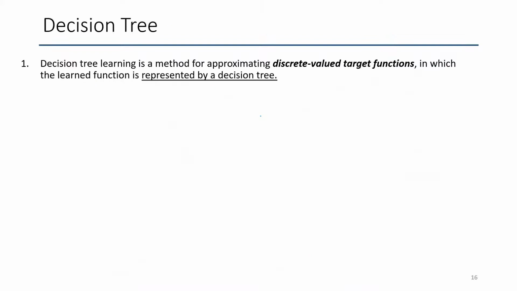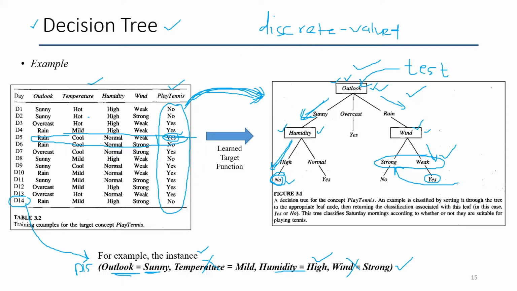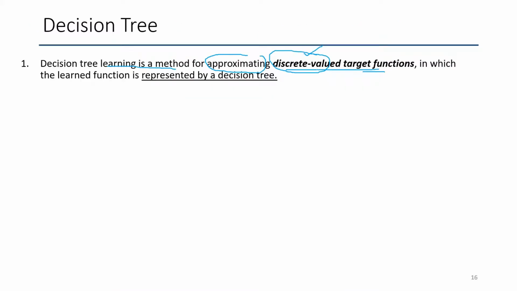Okay, so let us see the theory for decision trees. A decision tree is a method of approximating a discrete valued target function. Our target function is discrete valued. In the previous example also we have seen the same thing, right? Our target function is discrete valued, in which the learned function is represented by a decision tree. Our learned function will be represented in the form of a decision tree.